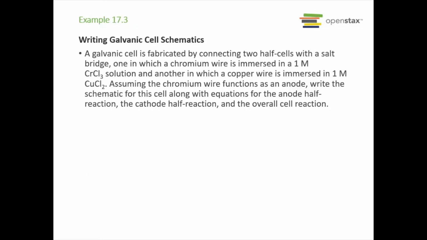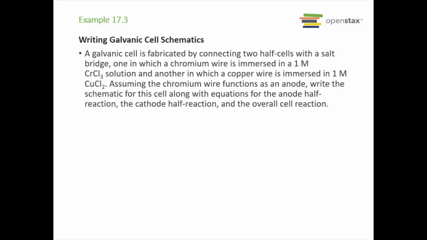So let's go ahead and look at an example for writing a galvanic cell schematic. We're told a galvanic cell is fabricated by connecting two half cells with a salt bridge, one in which a chromium wire is immersed in a 1 molar chromium 3 chloride solution, and another in which a copper wire is immersed in a 1 molar copper 2 chloride solution. Assuming the chromium wire functions as an anode, write the schematic for this cell along with the equations for the anode half reaction, the cathode half reaction, and the overall cell reaction.